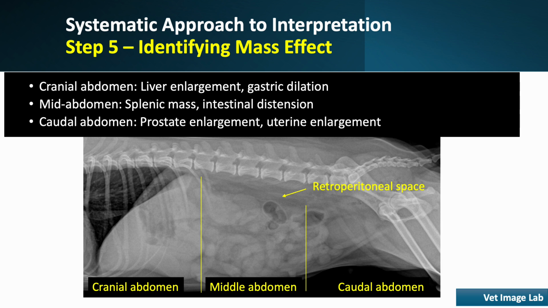If a mass is affecting this area, it could be originating from the kidneys, adrenal glands, or sublumbar lymph nodes, pushing adjacent structures ventrally. By systematically analyzing which organs are displaced and in what direction, we can infer the likely source of the mass, even if the abnormality itself is not well defined.